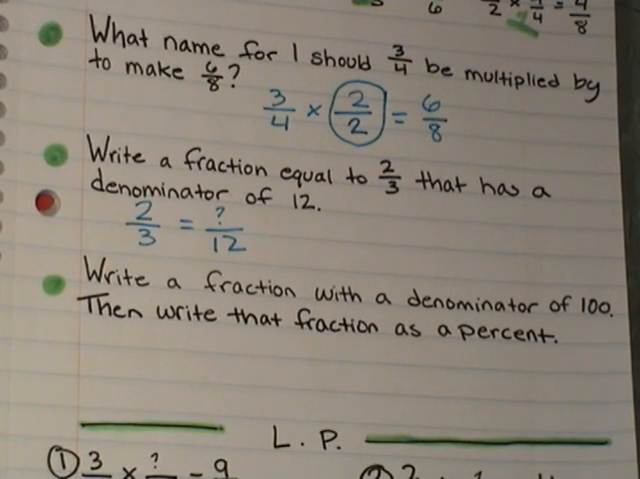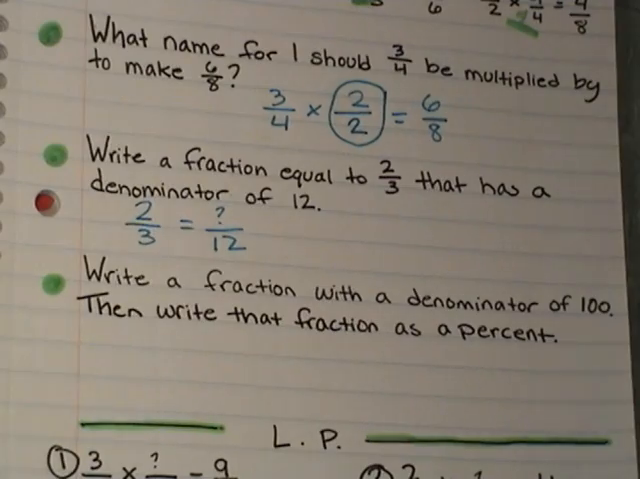So kind of like the problem before, we need to figure out, okay, what are we multiplying by that is equal to 1? So we're not changing our fraction, we're just changing the way it looks. We're not changing the value, just what it looks like. We can change the name of a fraction by multiplying a fraction by 1.